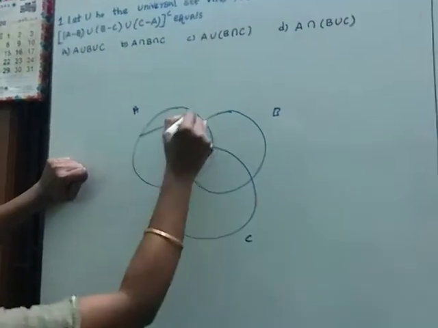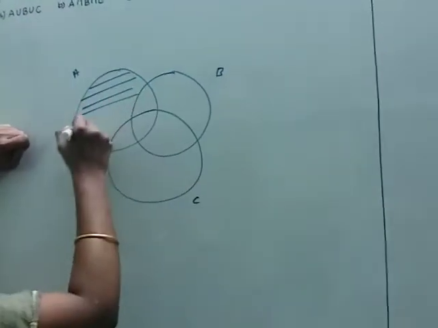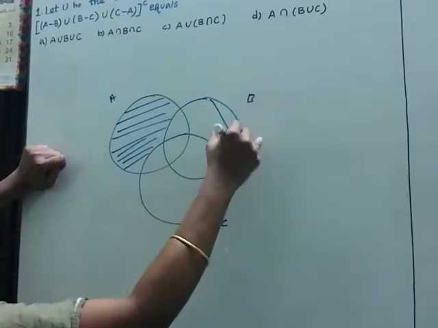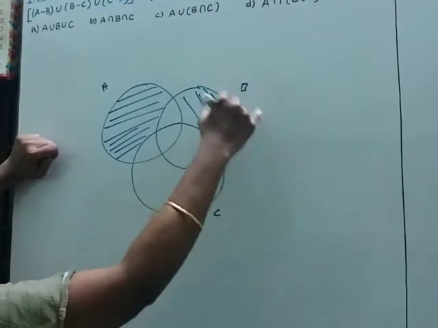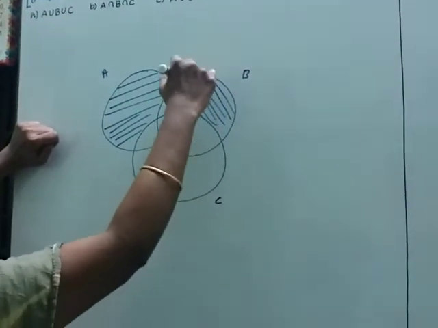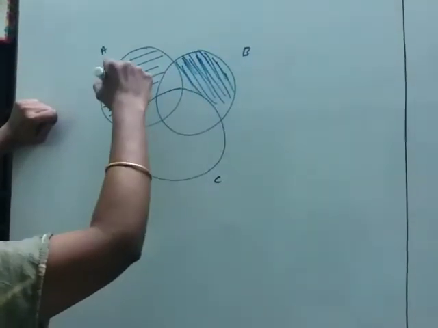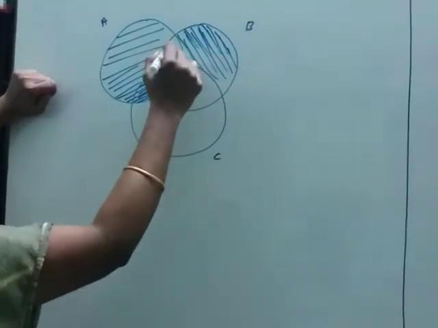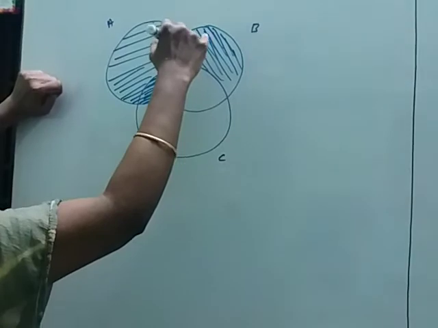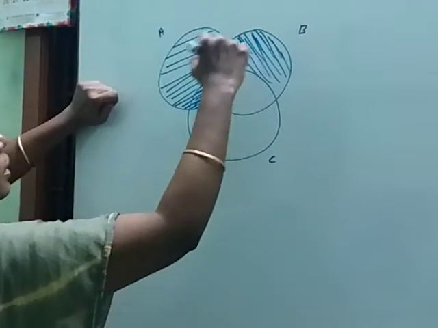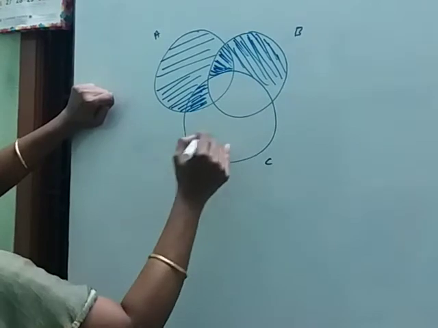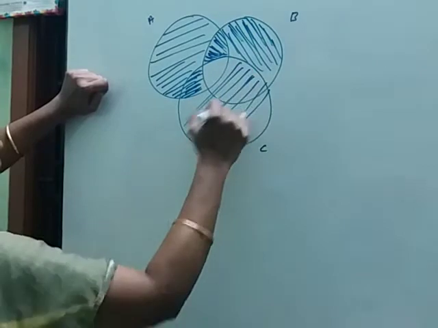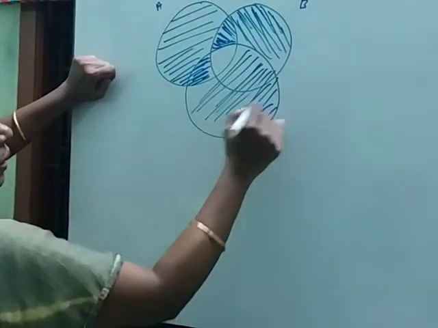A minus B means this. Okay, this is A minus B. Okay. Next B minus C. A minus B means including that C. B minus C means including that A. Okay. C minus A means including that B. Okay? This is our shading.